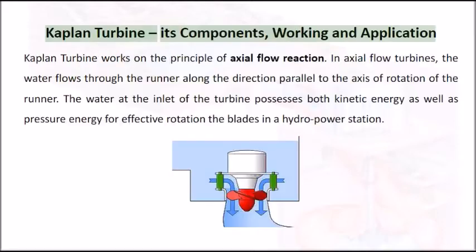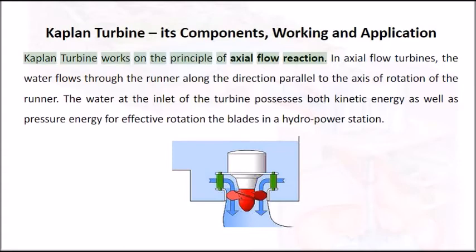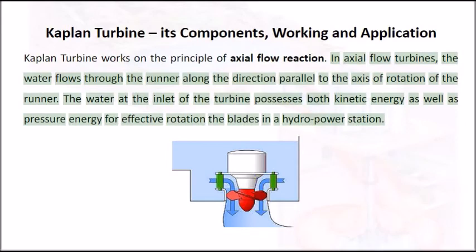Kaplan turbine: its components, working and application. Kaplan turbine works on the principle of axial flow reaction. In axial flow turbines, the water flows through the runner along the direction parallel to the axis of rotation of the runner. The water at the inlet of the turbine possesses both kinetic energy as well as pressure energy for effective rotation of the blades in a hydropower station.